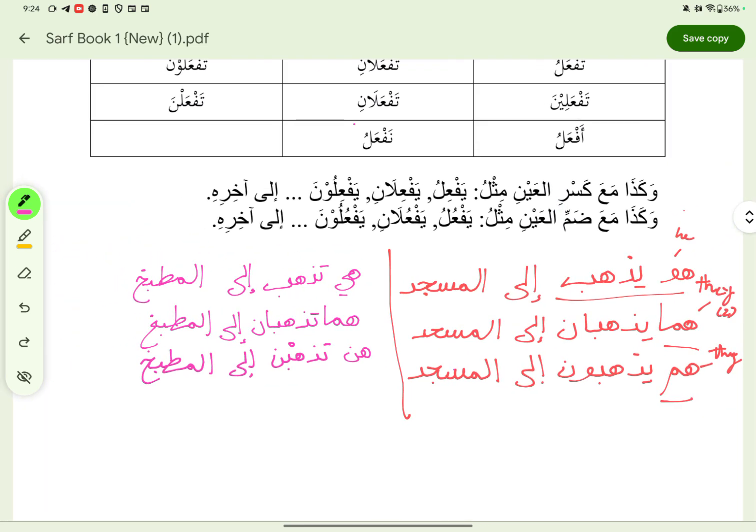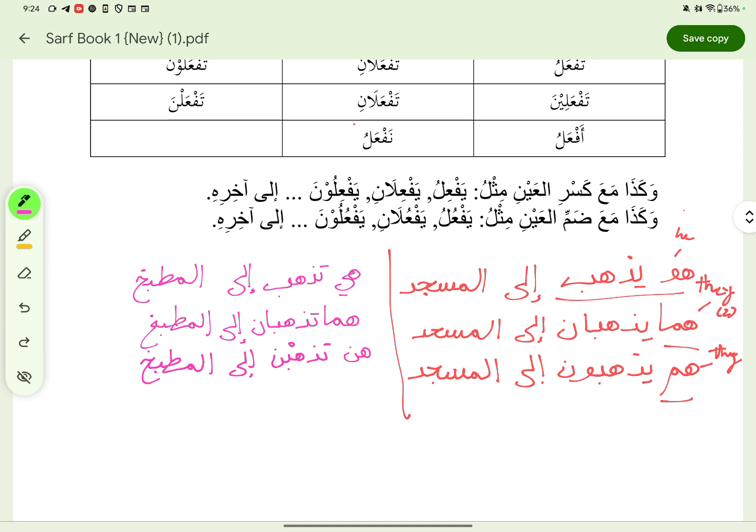So notice these two differences here. The difference is the ya. The ya is for male. The ta is for female. هو يذهب إلى المسجد. هي تذهب إلى المطبخ. Alright? مطبخ meaning kitchen, as we know.